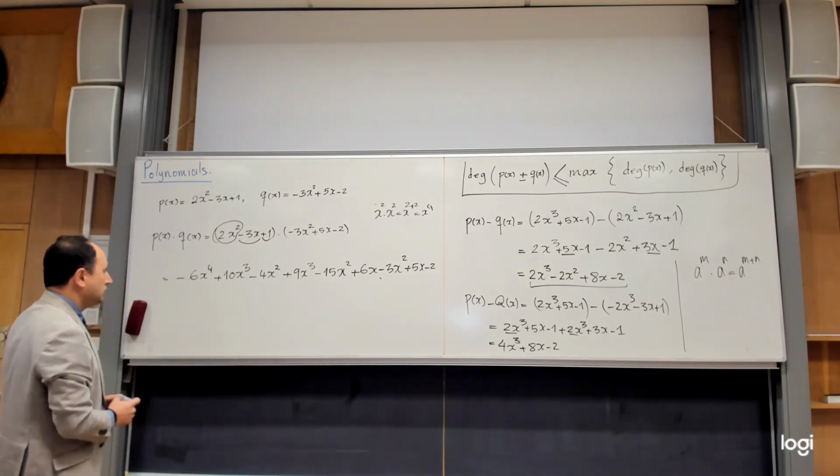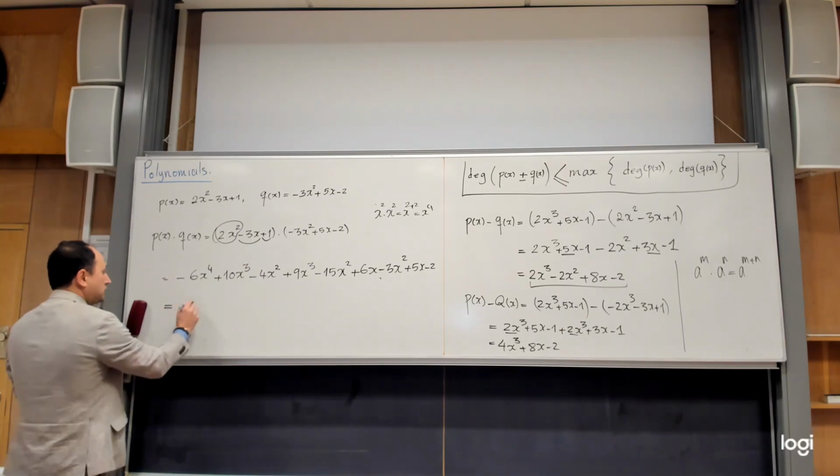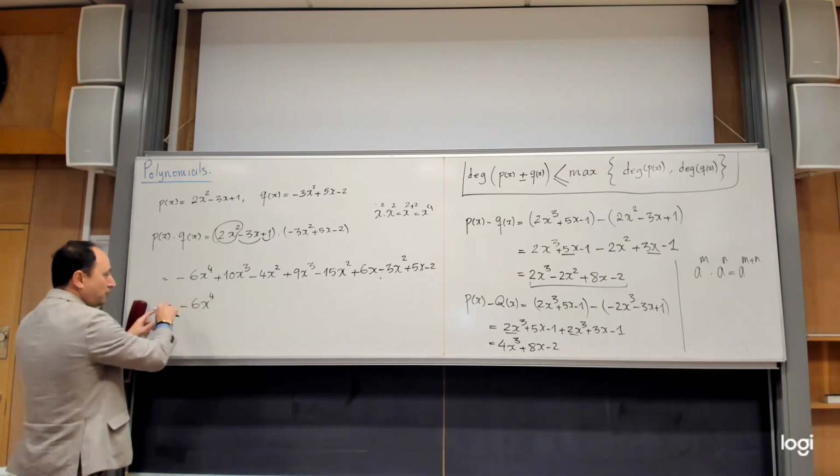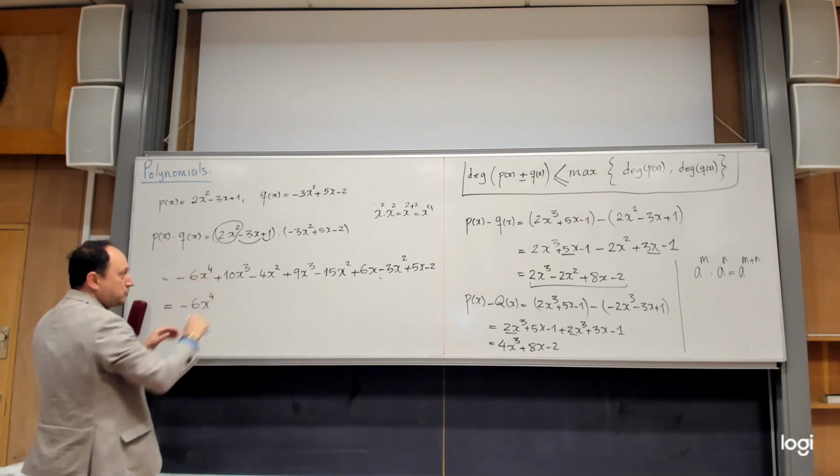So what should I do? Do I have any similar term for minus 6x squared? No. So let me just write it. I want to be organized in my writing, so I would prefer to write from the highest power to the lowest power.